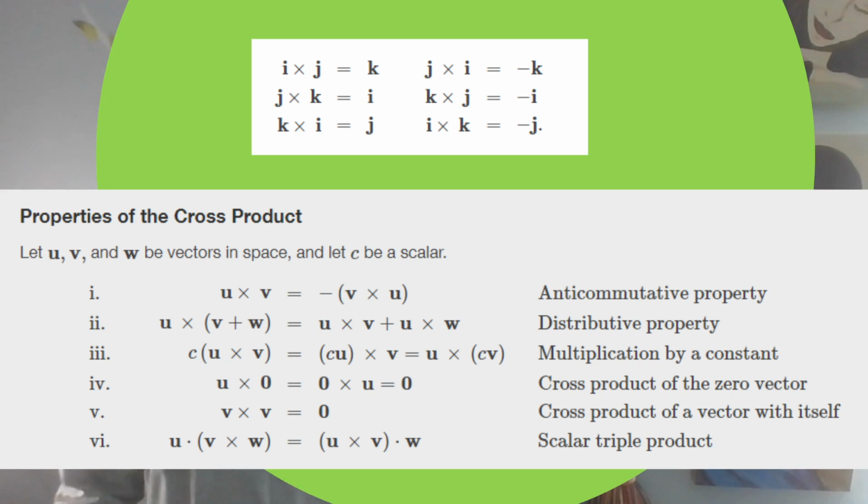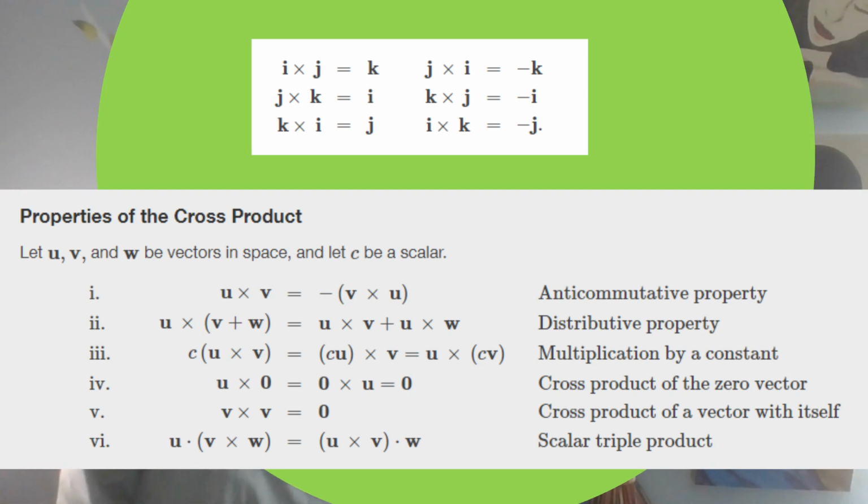Speaking of switching the order of the cross product, this is what we call anti-commutative. It's not commutative, because if you switch the order in which you take the cross product, you're going to get a different answer. But the different answer isn't so different. It's just the negative of what you would have gotten. That's why it's called anti-commutative.